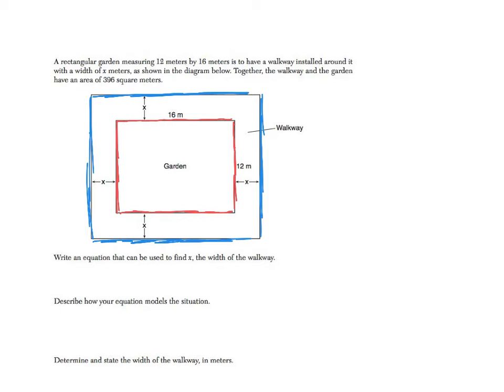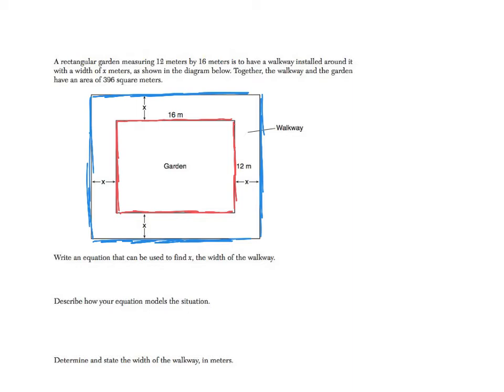So our job, it says, is to write an equation that can be used to find the width of the walkway. So we know that together these two things are 396 square meters. Together would be encompassing the whole thing. So I know I need to find the area of the entire large shape. So it's important to be able to tell what that entire large shape is. I know the garden is 16 and 12 for length and width. So let's go ahead and figure out if we can find the size of the entire thing.